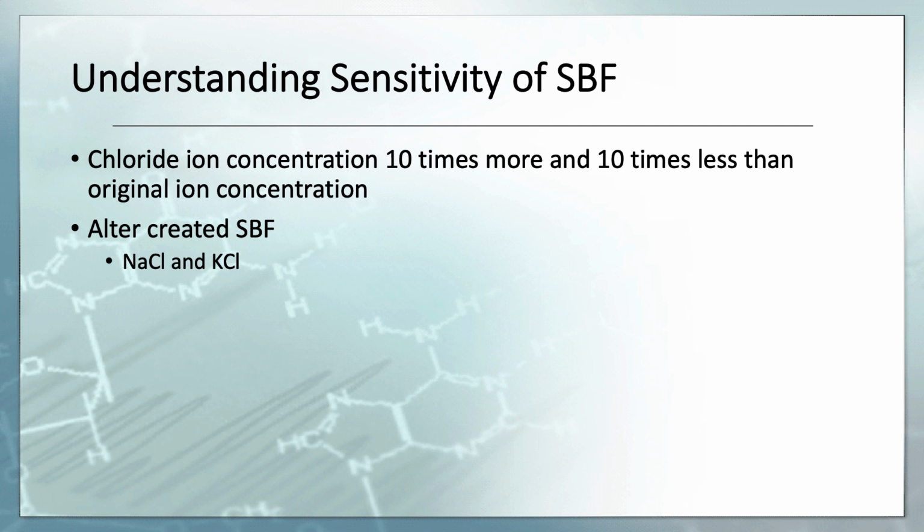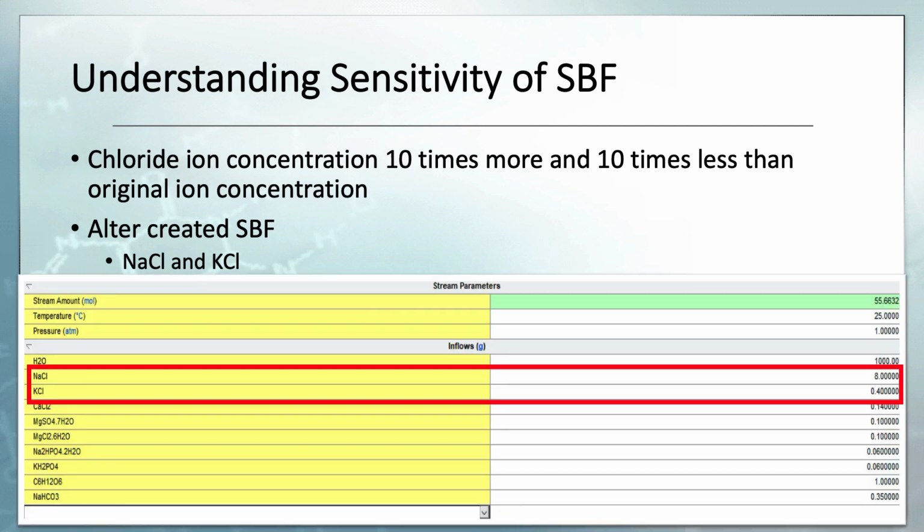And we found that the components that we can alter the most without changing the pH of the solution, so keeping it around the pH of the body, or forming a different precipitate than the one desired, are sodium chloride and potassium chloride. To see when we have reached our goal of a chloride concentration that is 10 times more or 10 times less than the original, the mass of the NaCl and KCl were manually changed in the inflows parameters, which is highlighted in the red box.